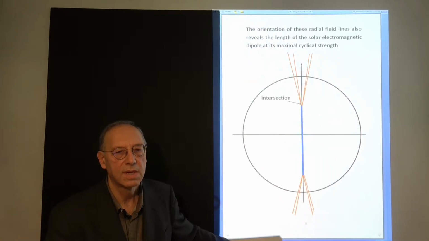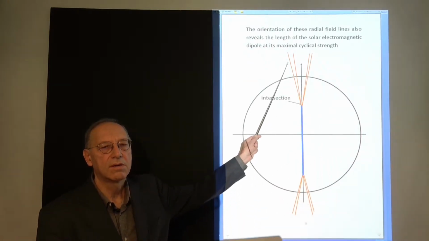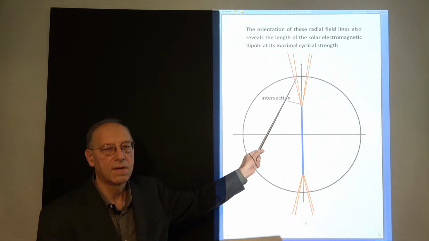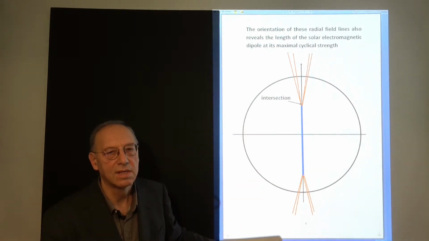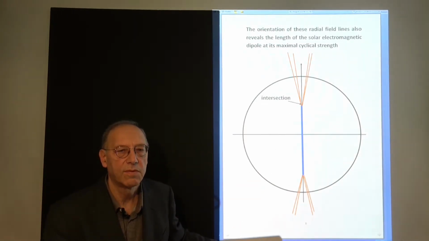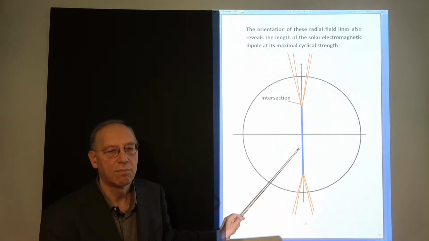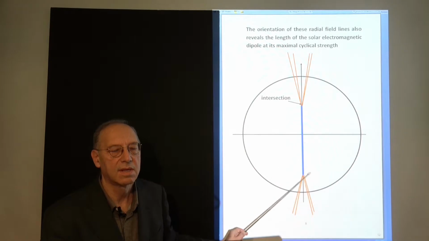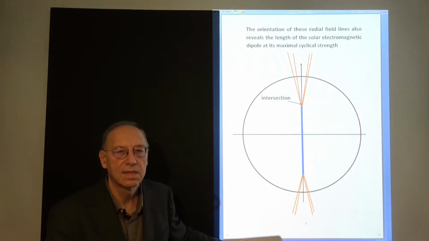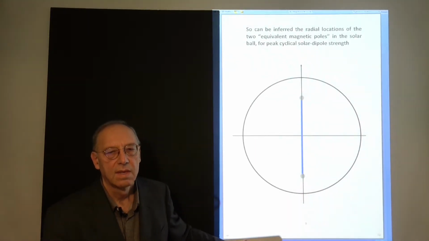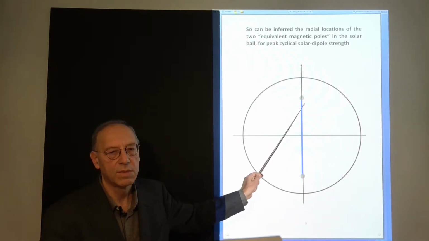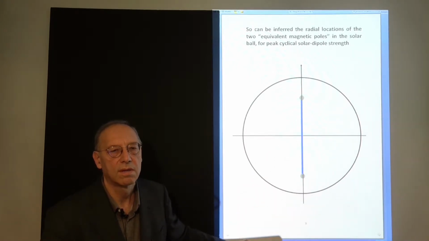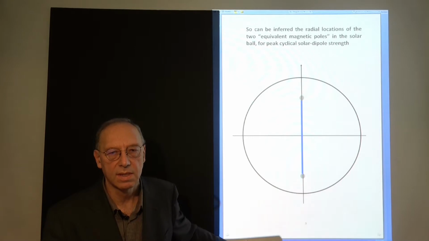So from this fact, we can now infer the intersection of the straight radial lines near the rotation poles and see where they intersect in each hemisphere. This can be performed when the solar bar magnet, its dipole inside the Sun along its axis, is at its maximum cyclical strength. The radial locations will define the poles of the electromagnetic field of the Sun, called in the literature the equivalent magnetic poles of the Sun.